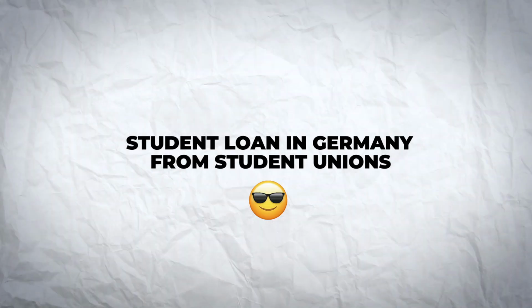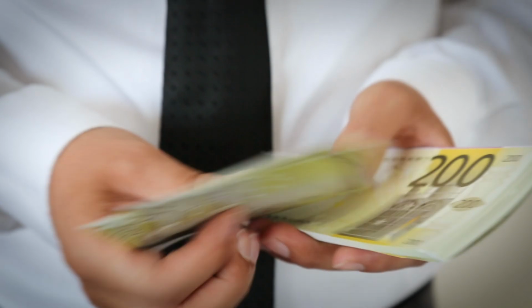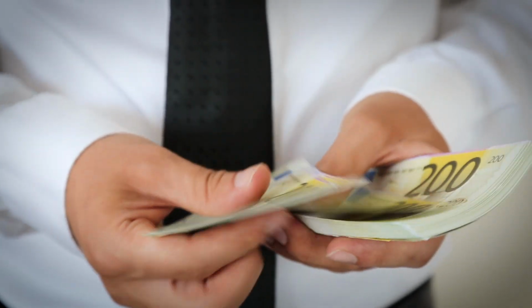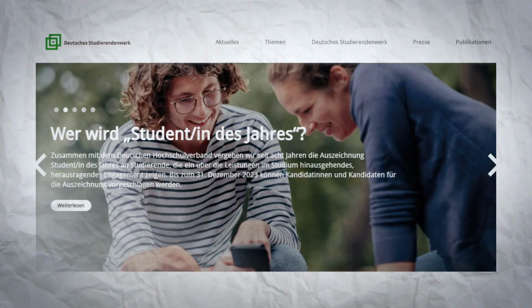Student loan in Germany from student unions. If you have been wondering if you can get a student loan in Germany without a German high school diploma or family ties to Germany or EU citizens, the answer is yes. There are student loans available for non-EU students that bypass these restrictions. One way to access these loans is through student service organizations affiliated with your university. For instance, from student unions like Student in Work. With these loans, your nationality won't be a deciding factor in your application.